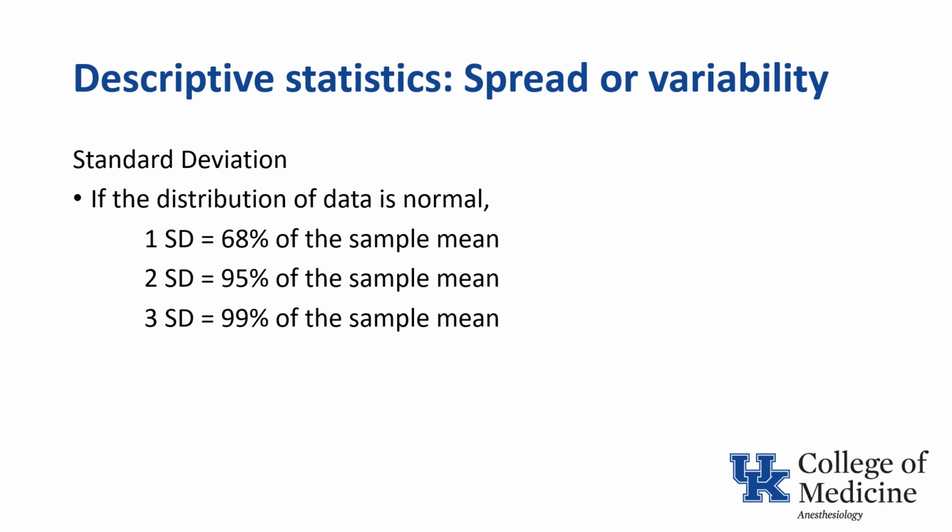If the distribution of the data is normal, then it is important to know that one standard deviation would mean 68% of the data around the sample mean, and 2 standard deviations is 95% of the sample mean, and 3 standard deviations would be 99% of the data around the sample mean.